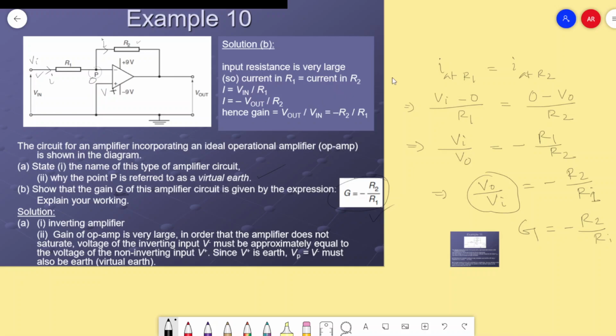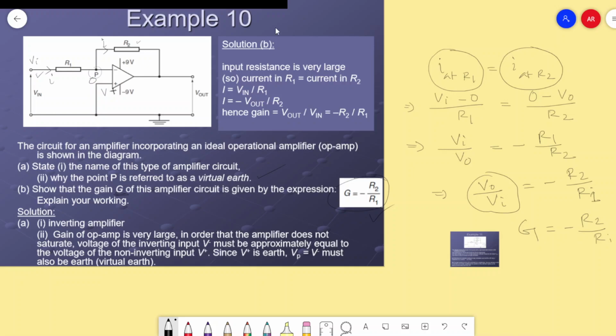And remember this thing, that because of the infinite input impedance, current does not flow into the circuitry of the op-amp. So all the current flowing through R1 is the same as the current that flows through R2. Through both the input resistance and the feedback resistance, the same current flows. Are we done with this question?